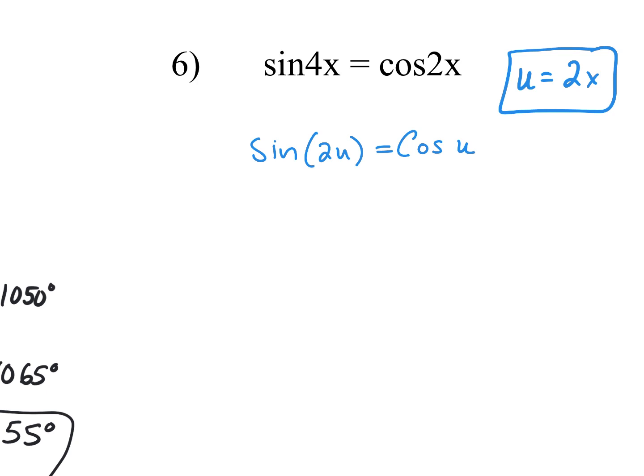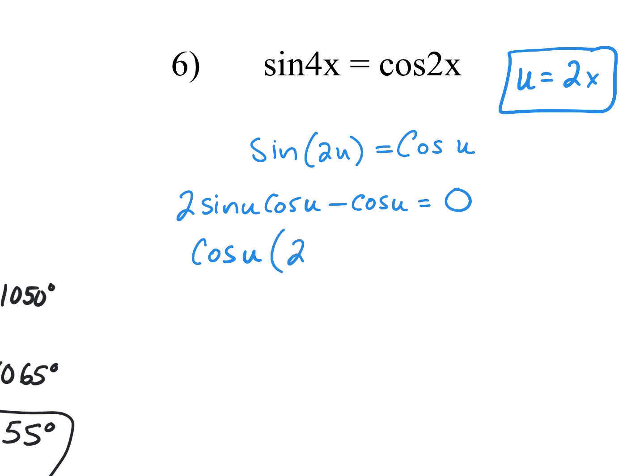This affords me some opportunities here. Now I can expand using my sine double angle to 2 sine u cosine u. And I'm going to subtract that cosine u and move it over to the left-hand side of my equation. That way, the equation is set equal to 0, and I can solve through factoring. I'm going to factor out cosine u, and I will have 2 sine u minus 1 in the parentheses, all set equal to 0.